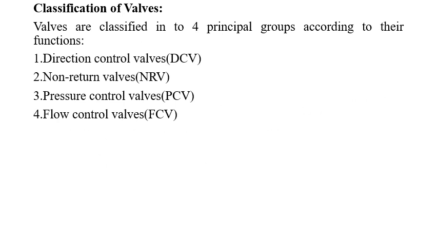Classifications of valves. Valves are classified into four principal groups according to their functions. The first one is the direction control valve, which I will call a DCV. Then non-return valves, NRV; pressure control valves, PCV; and flow control valves, which are called FCV. These are the short forms used in industries for easy readability and to easily identify the components.